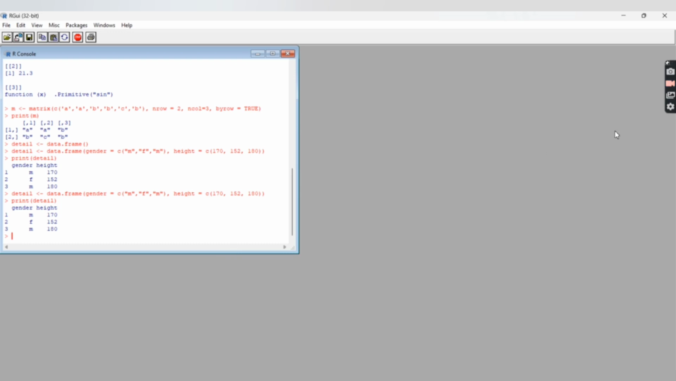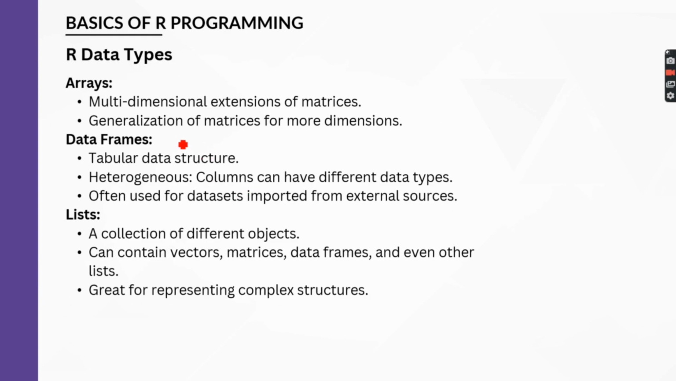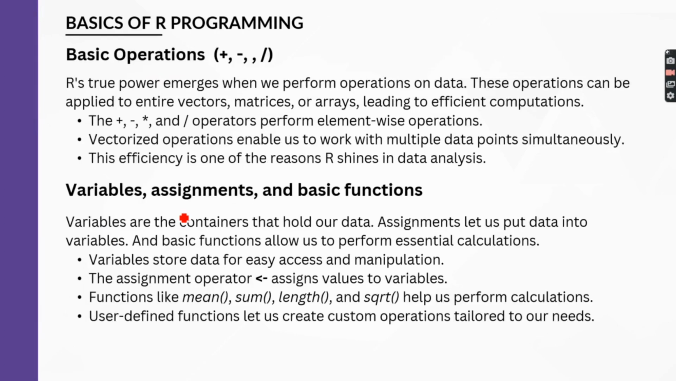Now let's get back into our presentation. So far we understood our data types. We understood numerical, integer, character, logical. We saw and worked with vectors. We created matrices. We also created data frames. And we obviously know about arrays, just a simple multidimensional array. We also created lists.